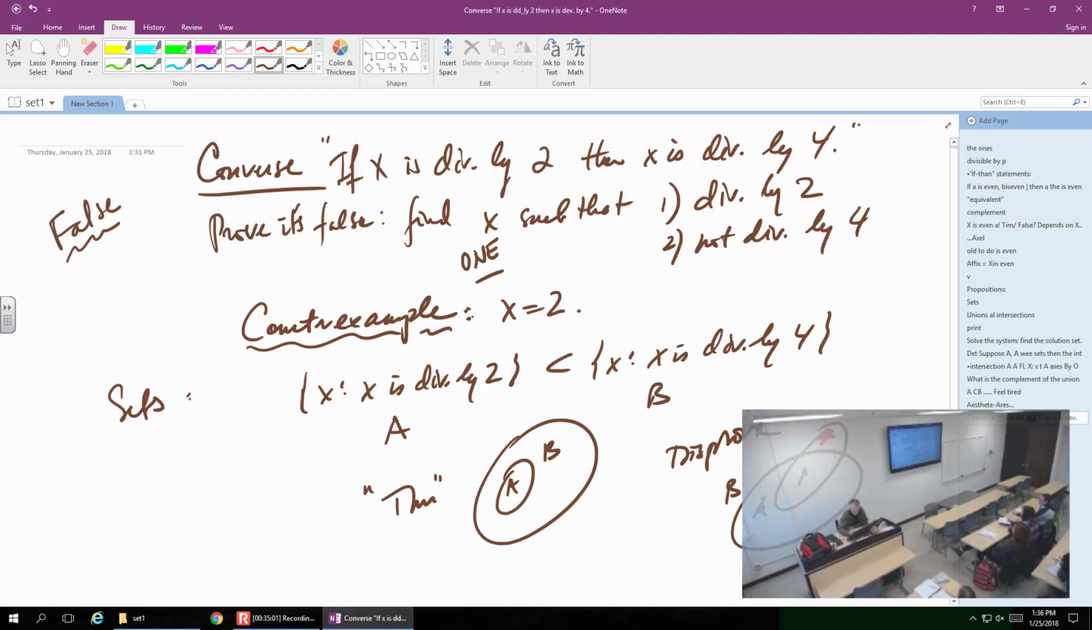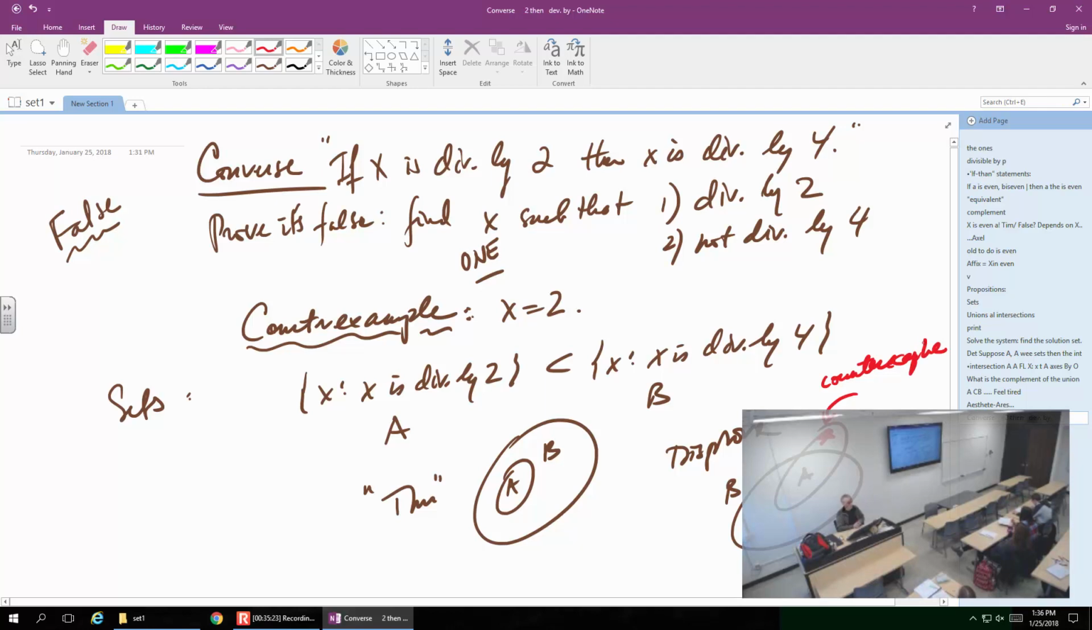So this is B, this is A, and you are showing that there is one element. You don't know anything else about A. All you show is that there is one little value lying outside. So that is our x. This is the counterexample.